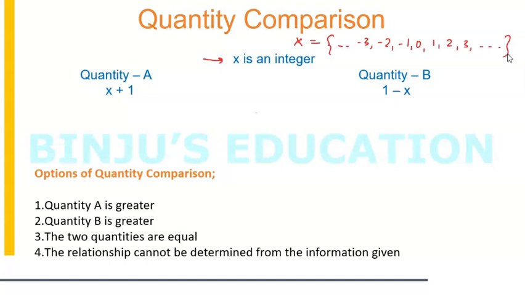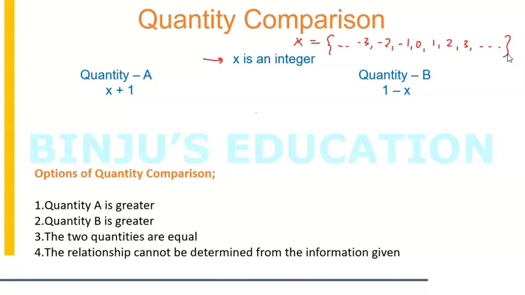Now quantity A is x plus 1, quantity B is 1 minus x. Using the fact given to us, we have to determine the conclusive relationship between the two quantities, quantity A and quantity B. What do we mean by conclusive relationship? It means: can we conclusively say that quantity A is greater? Can we conclusively say that quantity B is greater? Or can we conclusively say that they both are equal? Or we can't determine the relationship between the two quantities.